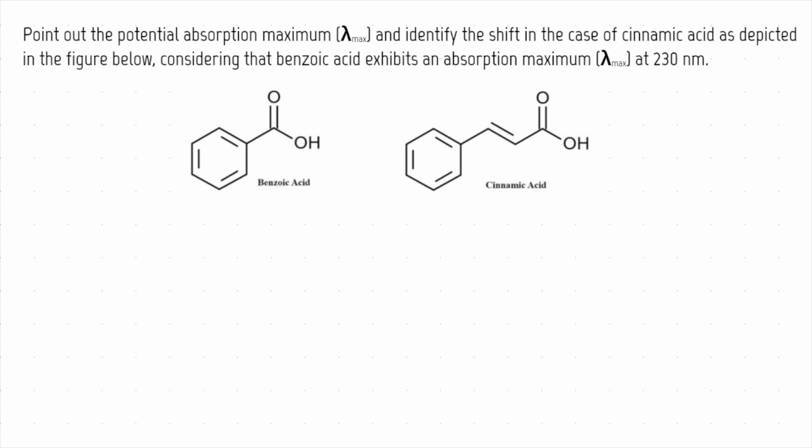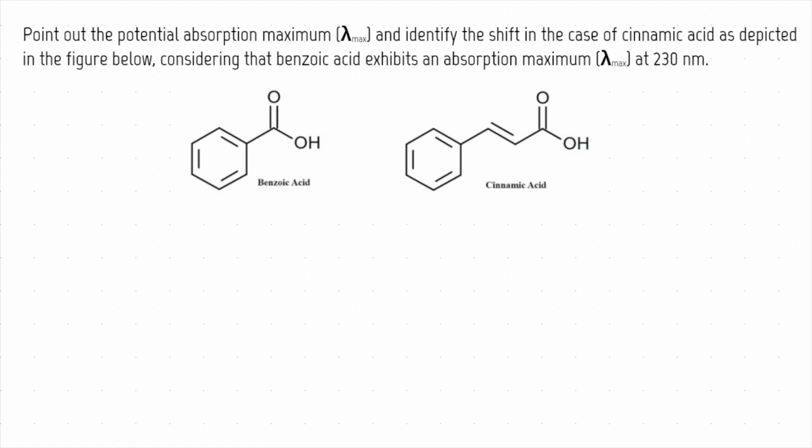Okay, let's move on to the third question and the last question for this week's video. Point out the potential absorption maximum, lambda max, and identify the shift in the case of cinnamonic acid as depicted in the figure below, considering that the benzoic acid exhibits an absorption maximum lambda max at 230 nanometer. Okay, so this question is a rather straightforward question. There's not much calculation that you need to do.